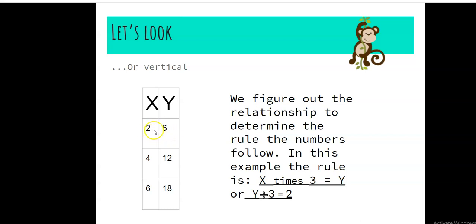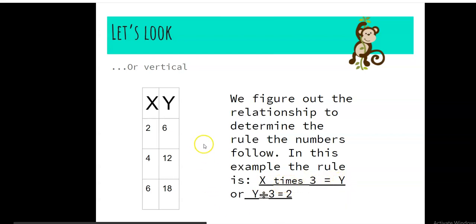So I'm either going to be adding or multiplying by a certain amount. I know that 2 times 3 is 6. I wonder if that's going to work for the next corresponding numbers, 4 and 12. Is 4 times 3 12? Yes, it appears to be true. I'm going to check it on my third one. 6 times 3 is 18. Yes, this is true. So if I'm going to make a rule that is true for every pair of these numbers, I'm going to say X times 3 equals Y.